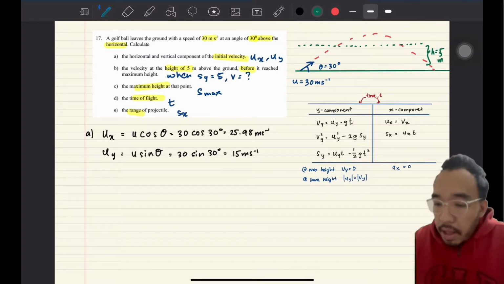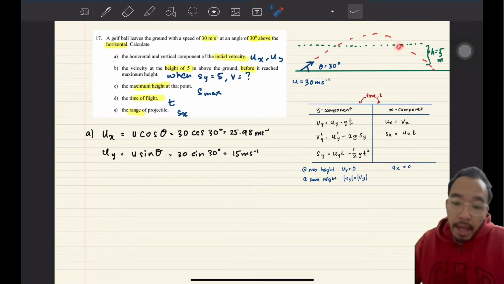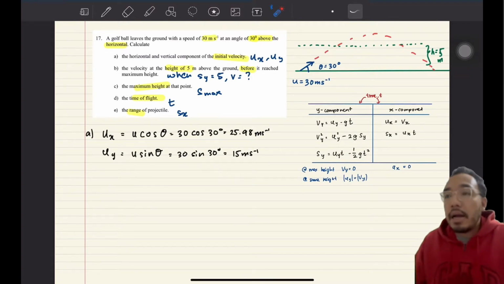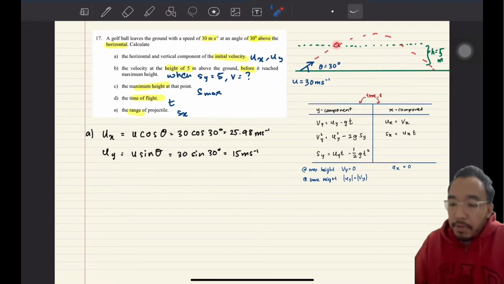Okay, and you will notice that there are two positions when it is 5 meters: before it reaches the maximum height, and after it reaches the maximum height. So you will expect, if you calculate the time, you will get two times. The two times represent before and after. The smaller time means over here, the bigger time is over there. So be careful with that.